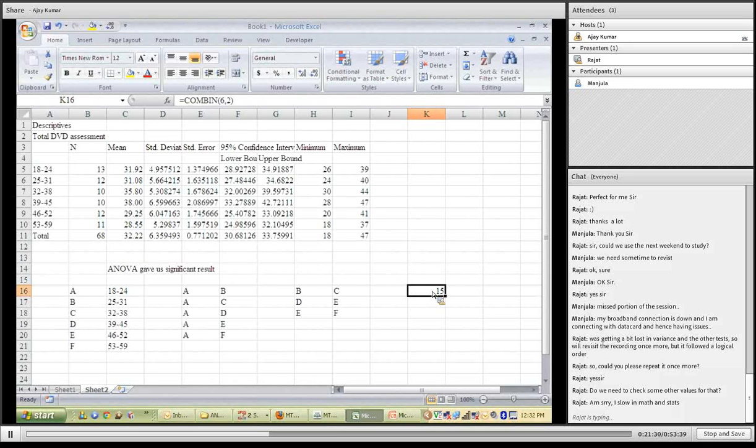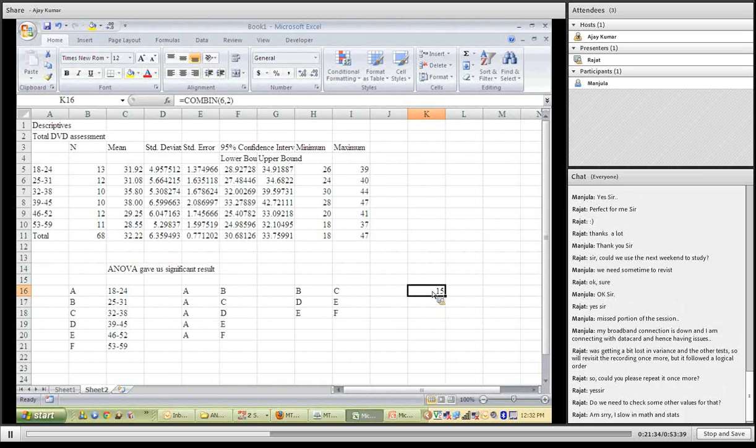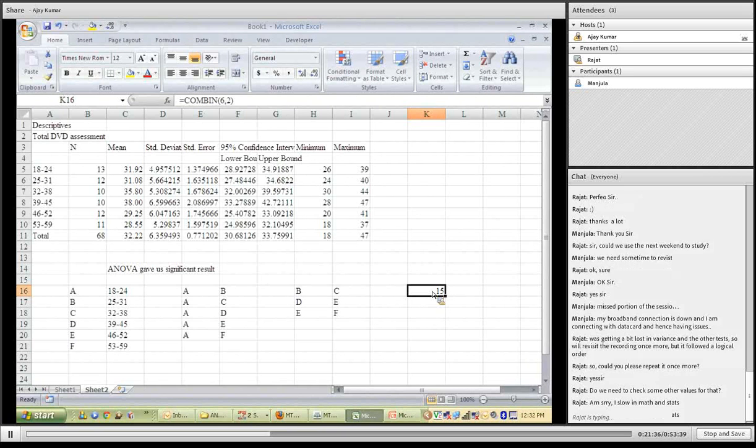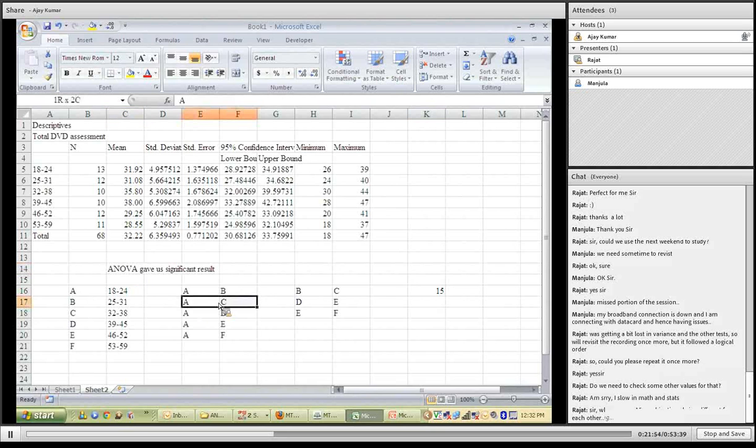If any of these groups, or if any combination of these groups, are different from each other, then ANOVA will give us a significant result, right? So now I do not know whether this significant result, which we have got by application of ANOVA, is because of which combination is different from each other.